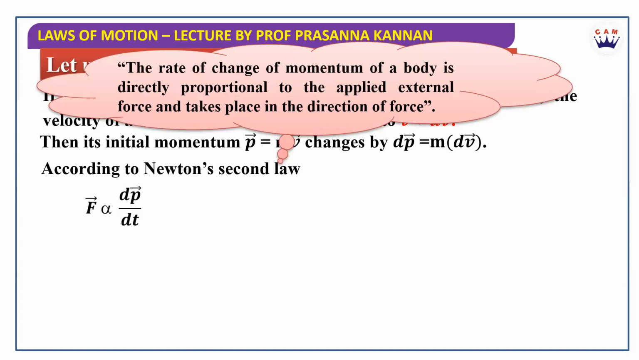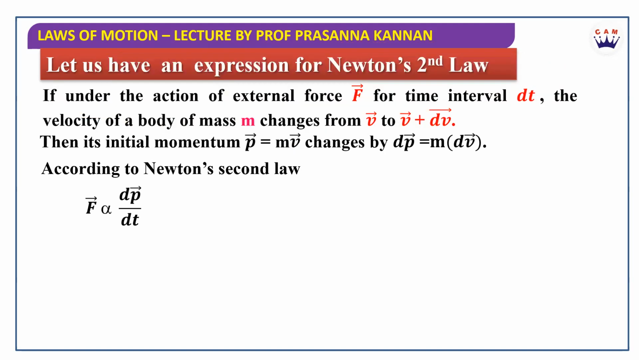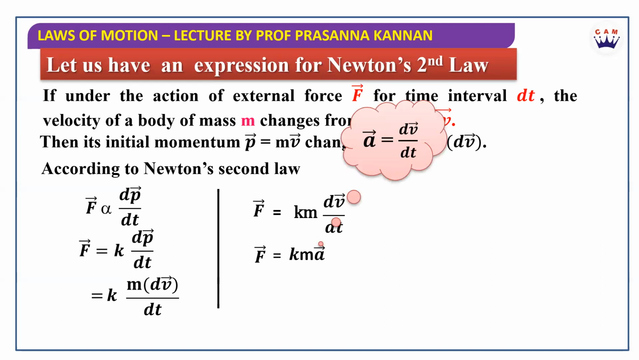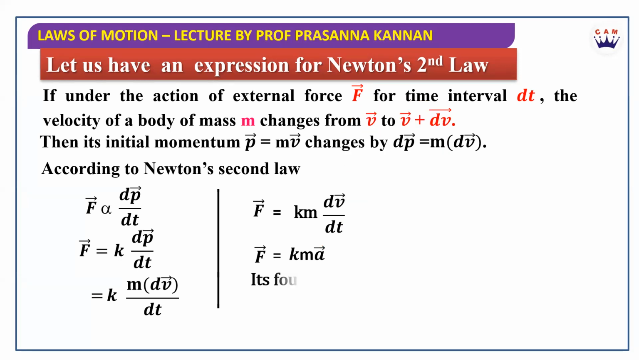According to Newton's law, rate of change of momentum of a body is directly proportional to the applied force and takes place in the direction of the force. So F is directly proportional to dp by dt. Proportionality constant k. Clear, guys? And p I can write as m into v. m is a constant, take it out. So m into dv by dt. So F is equal to k into m into dv by dt, which is nothing but acceleration. Now k is a constant; in SI, its value is going to be 1. Therefore, F becomes equal to ma. That's it.